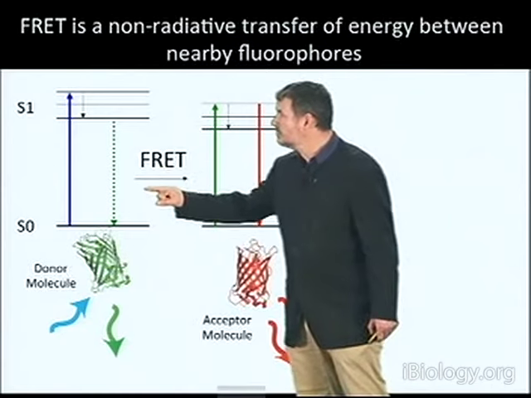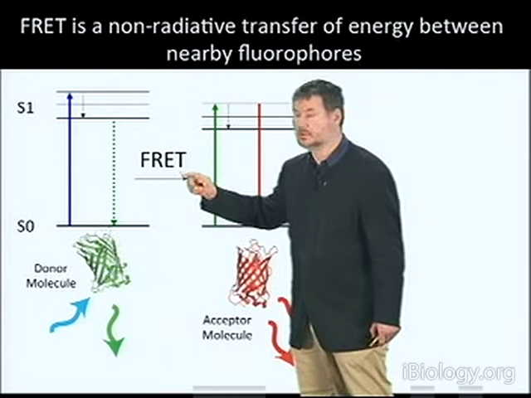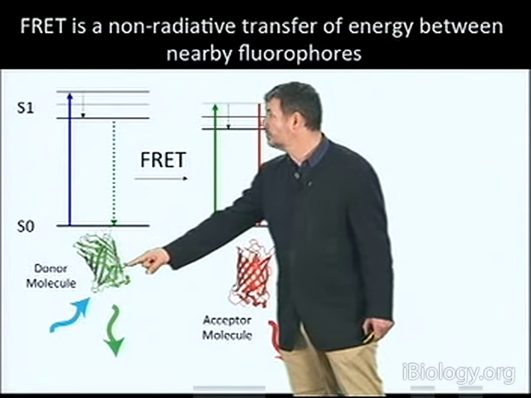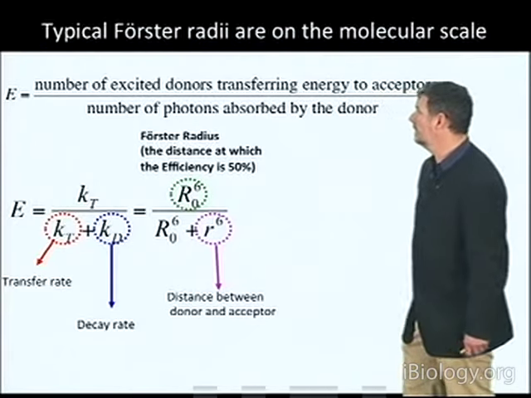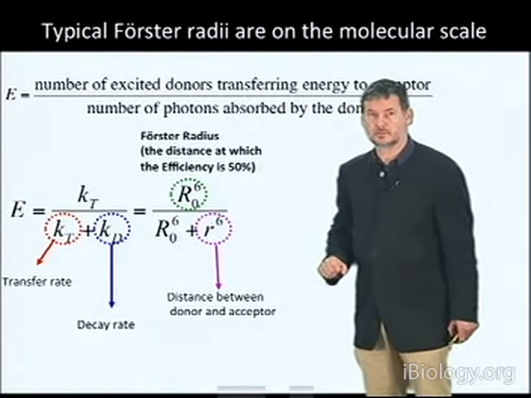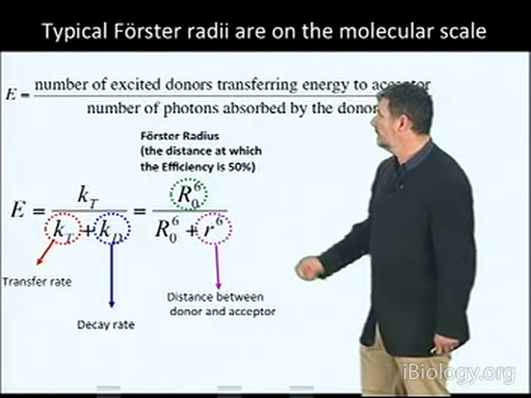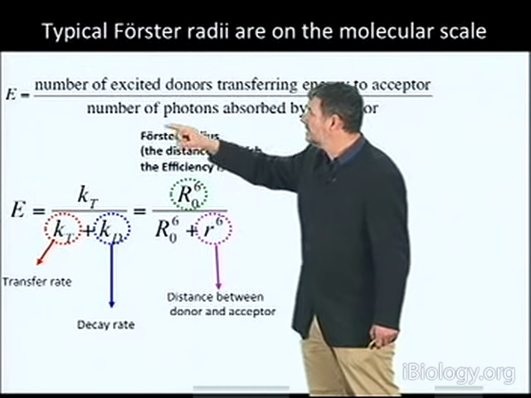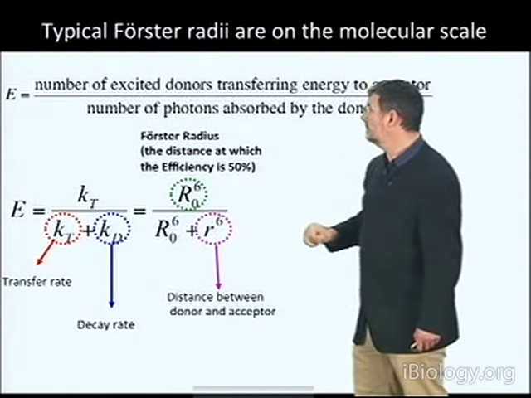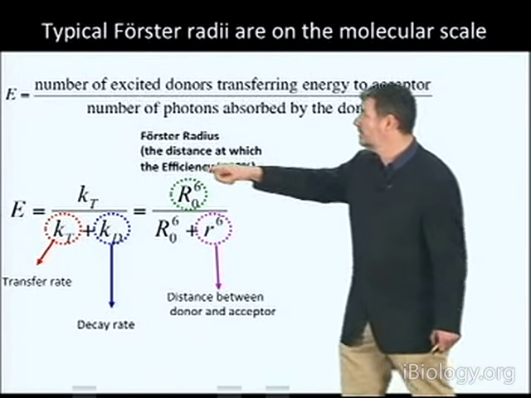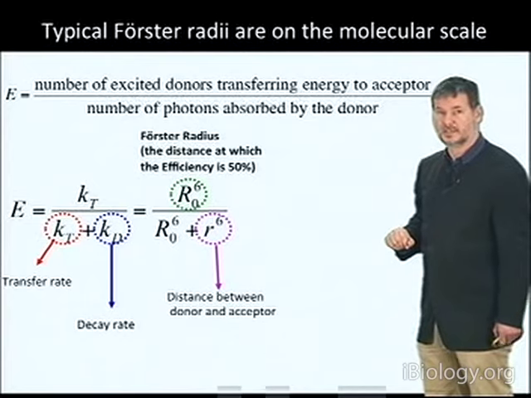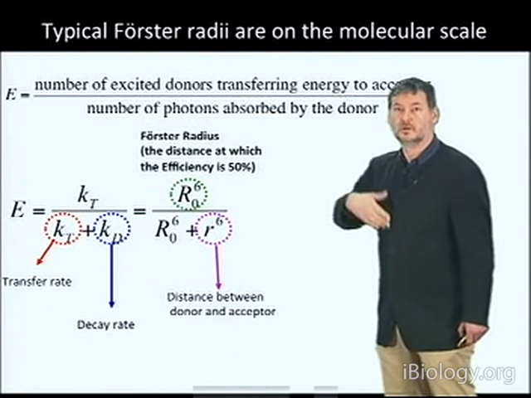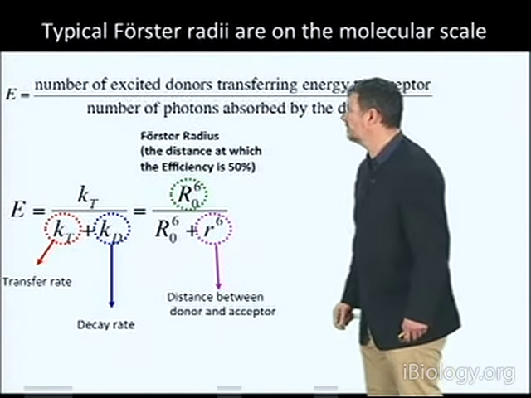So we cannot directly measure FRET. It's not a direct observable, but we can infer FRET from a change in the photophysical properties or the emission of the donor or the acceptor. So here are a few relevant parameters that we use to quantify FRET. One of them is the FRET efficiency. The FRET efficiency is basically the number of excited donors that transfer the energy to the acceptor, divided by the number of photons absorbed by the donor. This amounts, of course, to the number of excited donors. So it's basically a fraction of donors that transfer the energy to the acceptor.